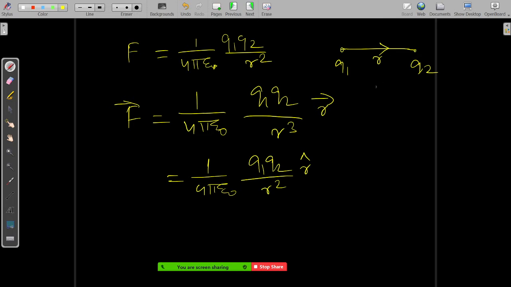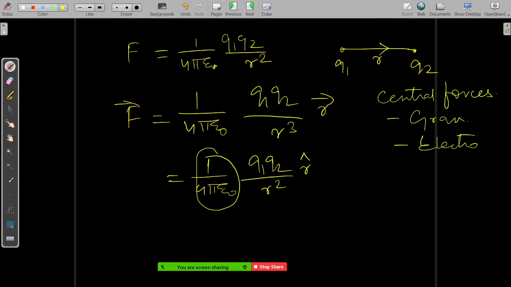This basically means that the force acting on the two charges is along the line joining the two charges. This kind of force is called a central force, like gravitation and this electrostatic force. So the force also acts only along the line joining the charges. We also saw the value of epsilon naught and the values of these other constants, just to remember.